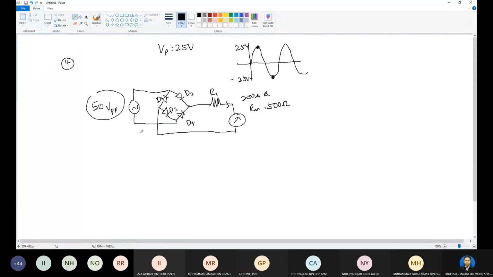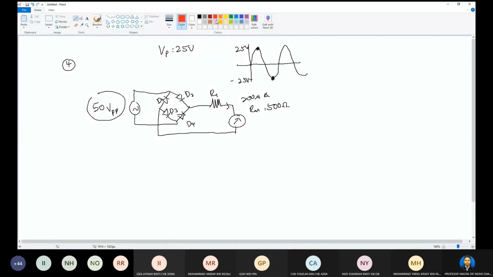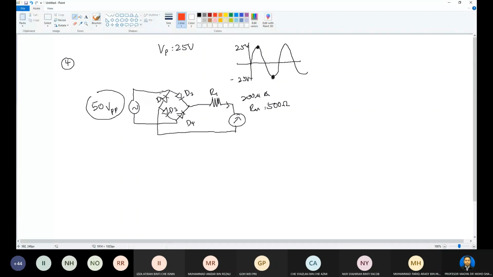Okay, alright. So if we go for dimension 2 for the positive cycle, the positive cycles will flow like this, similar like before. Go for the D2 and go for the RS, and then go here and then go for the D3 and then go for the supply. So this is the current flow for the positive cycle.